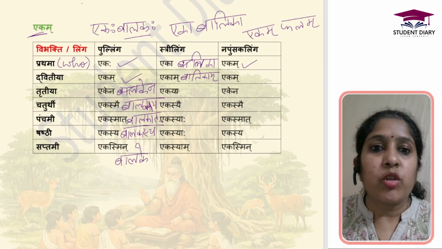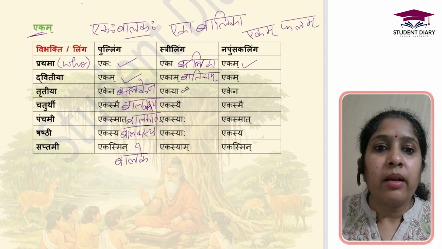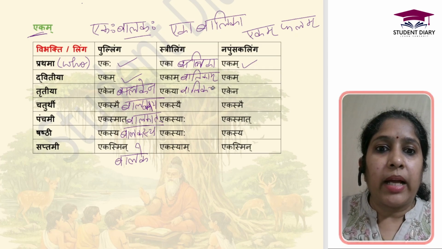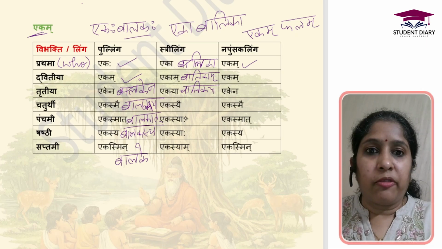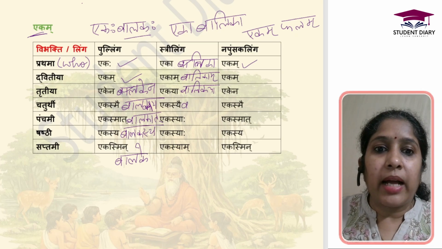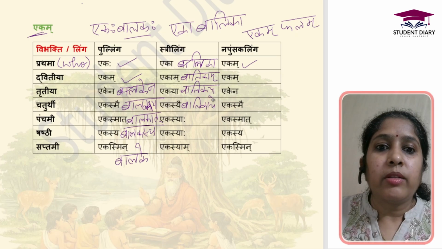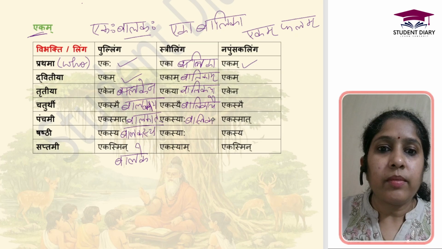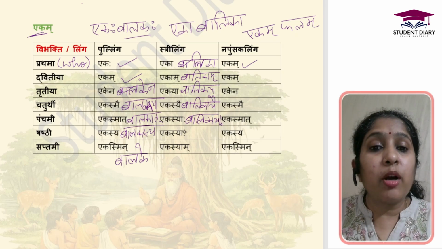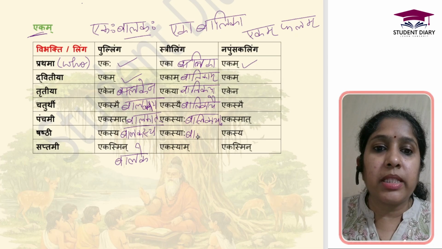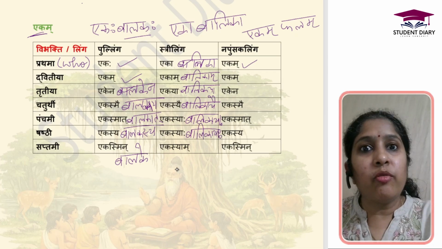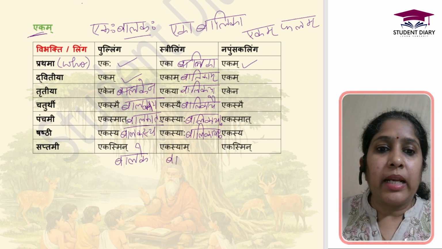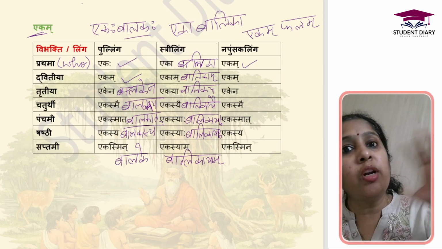Ekaya means with one. So if you want to say with one girl, it will be ekaya balikaya. If you want to say for one girl, it will be ekasyai balikayai. Right? So for girls, we will be using it like this. Ekasyah balikayah, from one girl. Then it will be of one girl. So Panchami and Shashti go the same way. It will be ekasyah balikayah. And ekasyam means in one or on one. So ekasyam balikayam. Right?